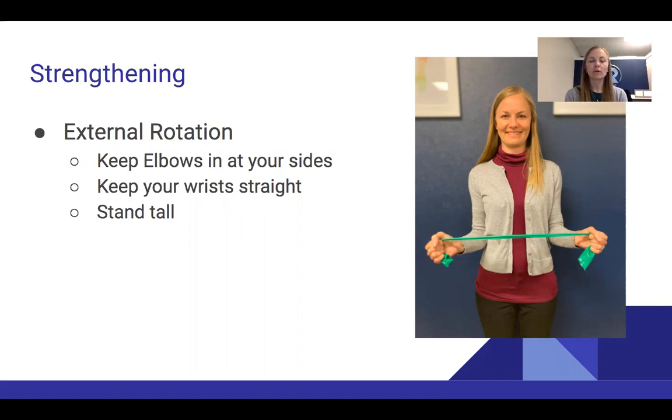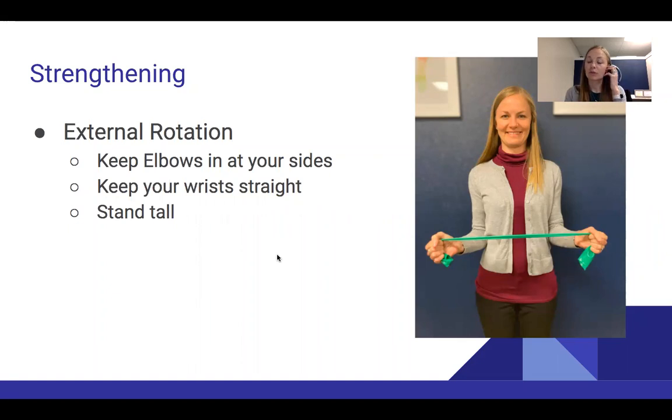Key is to keep your elbows in at your side. Most people end up letting their elbows pull away from their side, and then you get to cheat and use other muscles if you do that. So keep your elbows in, and then you want to keep your wrists straight. So sometimes if it starts to get too heavy for people, they'll kind of cock their wrist back as they're rotating out. So you want to keep those wrists straight so you don't have to come back in for a second issue there. And again, stand tall, engage those shoulder blades as you're rotating out.